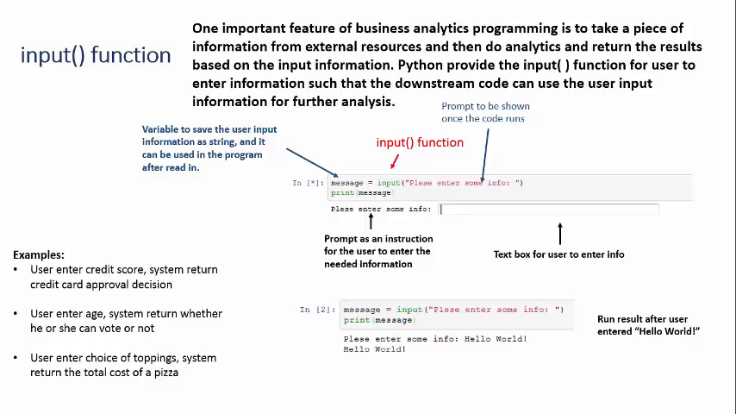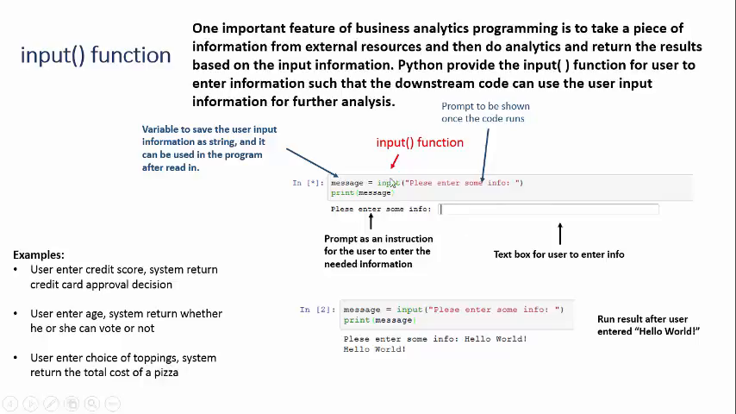Or in a restaurant business, for the online ordering system, the user can enter the choice of toppings of the pizza, and the system will return the total cost of the pizza. All those algorithms are already coded in the background. The only thing needed for the program to run is some input information from the user. In this week, we're going to learn how to use the input function to read in the user input such that we can do the downstream analysis and provide a result.